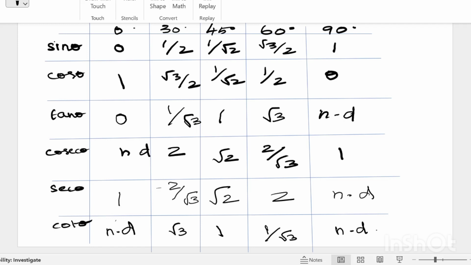So I hope that you're all clear with this table. This is a very, very important table. It's very, very essential for you to do all the sums related to trigonometry. Nothing, just learn the first row, that is the values of sine. The remaining table you need not memorize. You can just work it out by yourself.